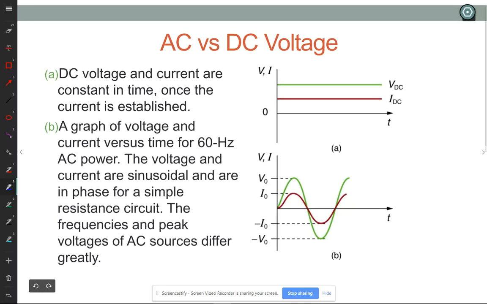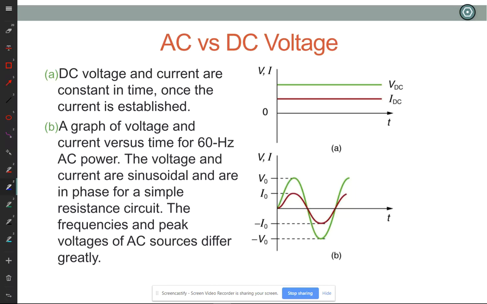AC stands for alternating current. DC stands for direct current. Direct current, your current is always traveling the same direction. Our picture here is idealized direct current, and that's what we're going to work with when we say DC. When we say direct current, we're going to mean not only always the current going the same direction, but it's also constant, not varying. So DC current's just going one direction. A battery always produces DC, always produces direct current.